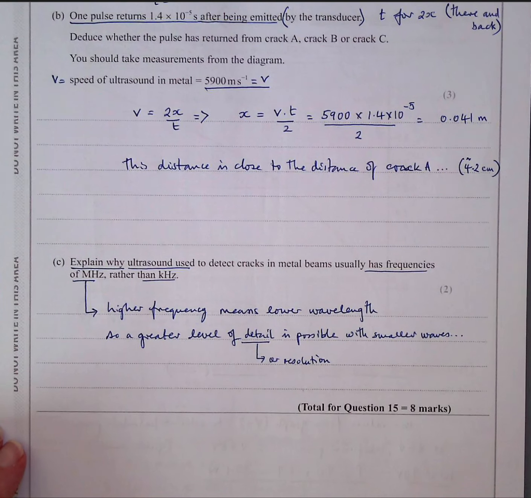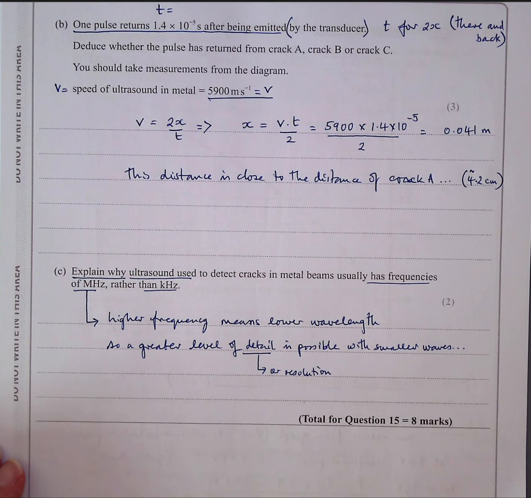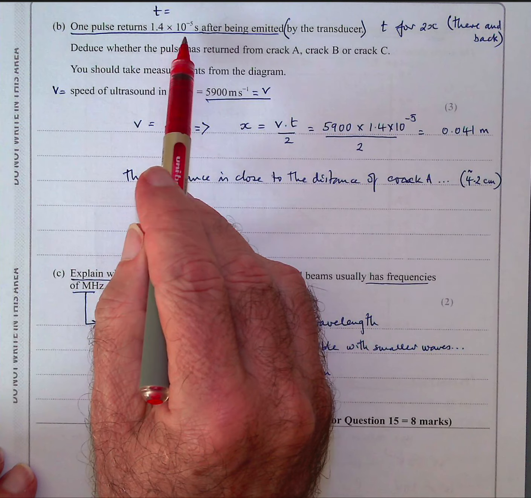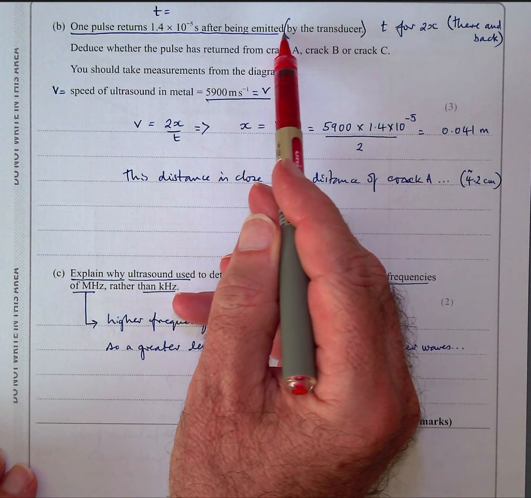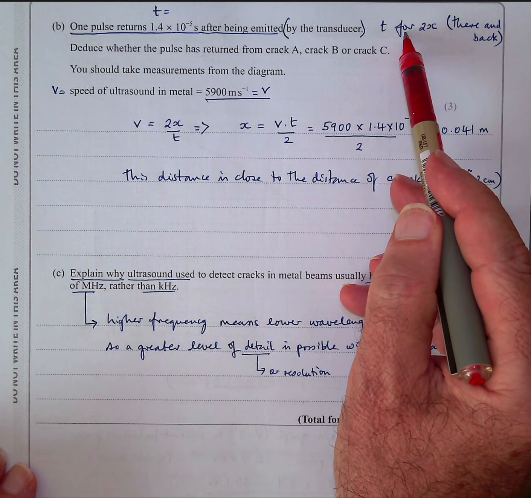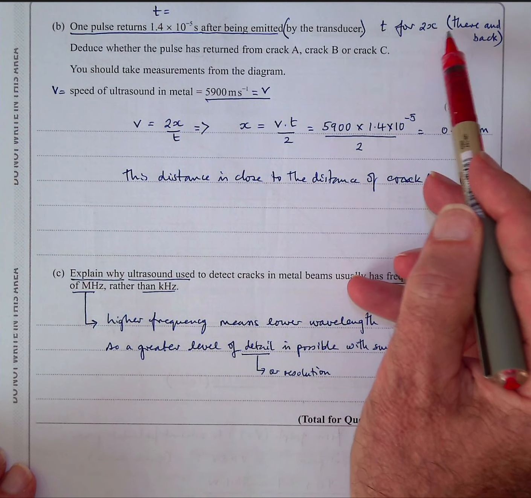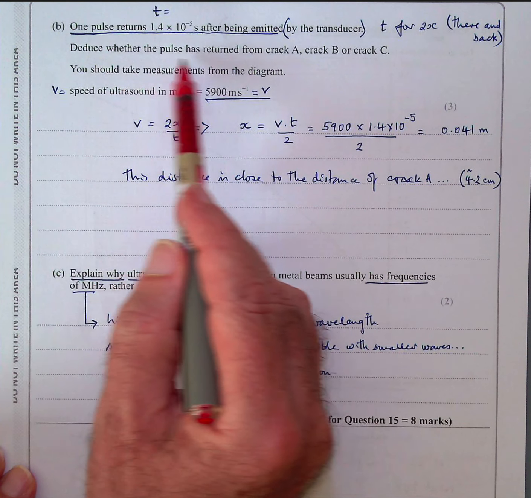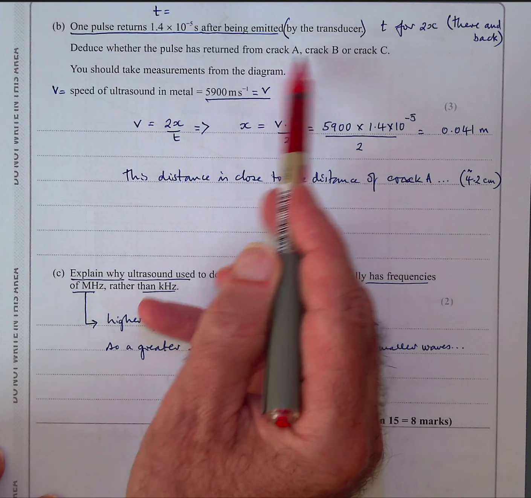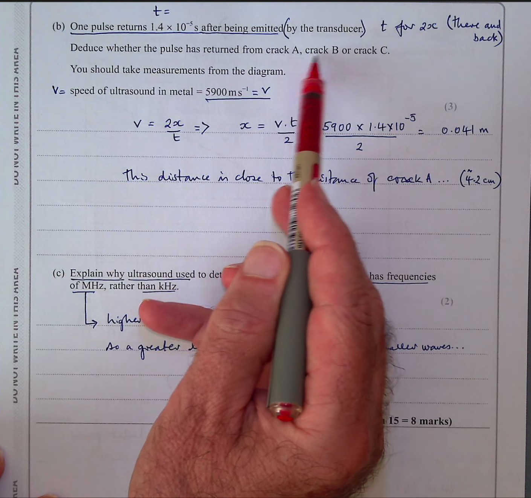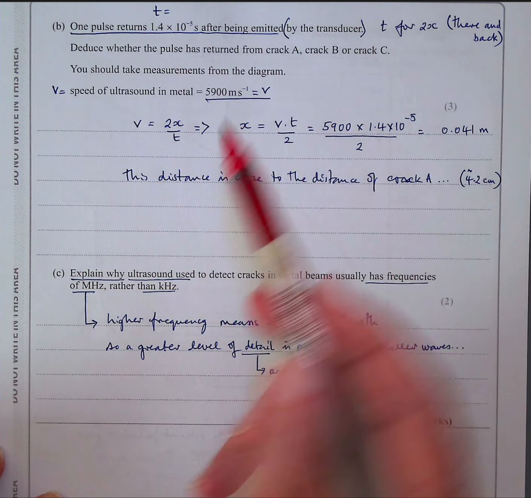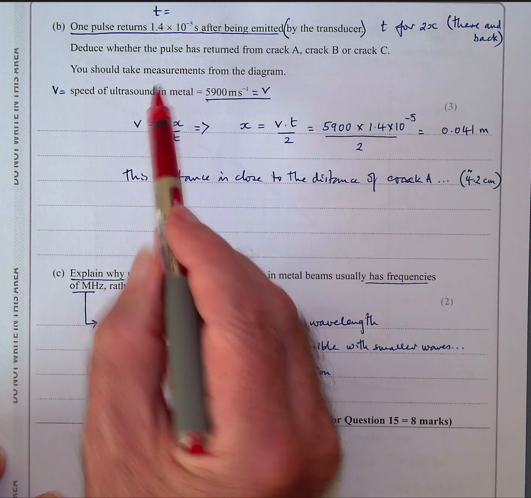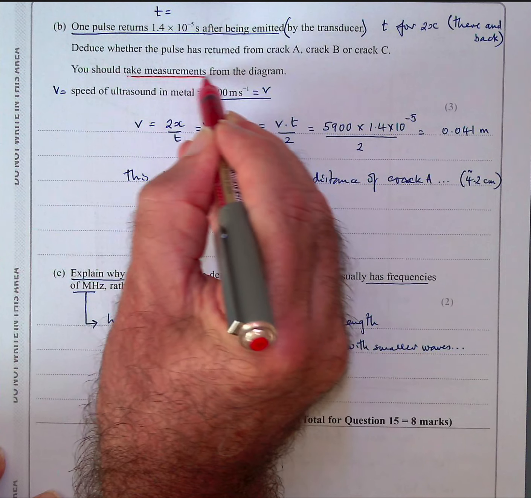Then it says one pulse returns 1.4 times 10 to the minus 5 seconds after being emitted. So remember the time is for going there and back, 2x. Deduce whether the pulse was from crack A. The pulse has returned from crack A, B, or C. Remember the diagram is drawn to scale. You should take measurements from the diagram.